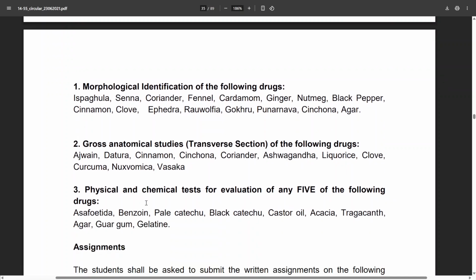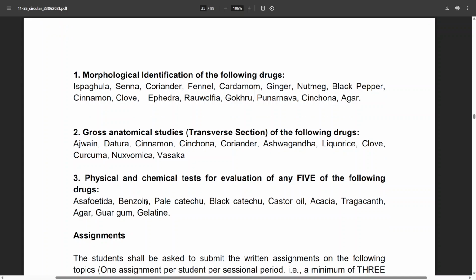1. Morphological identification of the following drugs: Isabgol, senna, coriander, fennel, cardamom, ginger, nutmeg, black pepper, cinnamon, clove, ephedra, rauwolfia, gokhru, punarnava, cinchona, agar.